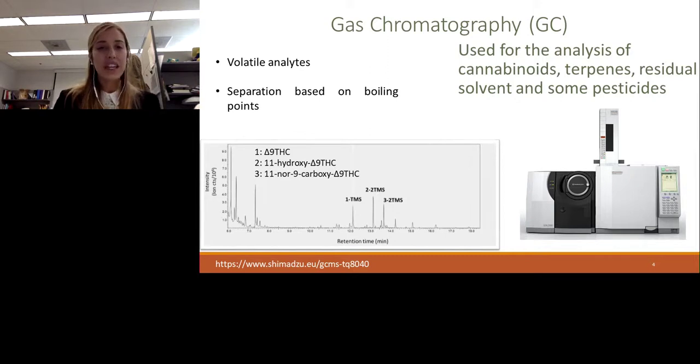And we can see in here the chromatograph that we obtained on the bottom left, by analyzing and differentiating delta-9 THC and its 2 main metabolites. I'm not going to talk about this in today's presentation, but I just wanted to give you an idea of how a normal scan chromatogram in gas chromatography works. So as we mentioned earlier, gas chromatography is perfect for the analysis of cannabinoids, terpenes, all residual solvents, and some pesticides.